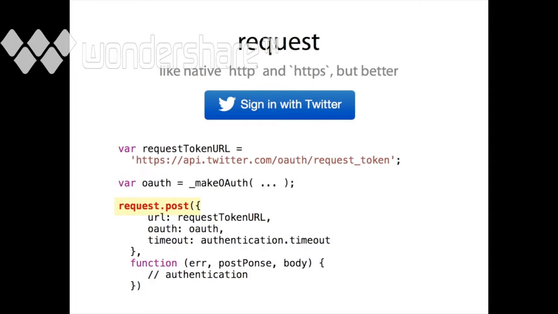via OAuth. And the first time I built the entire thing myself over HTTPS, and then a couple months later, I found out about how request really simplifies the whole process and threw away a lot of code.